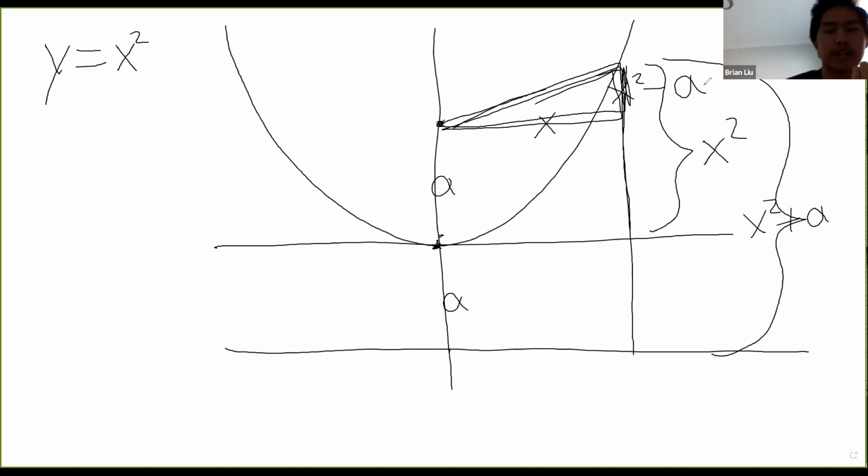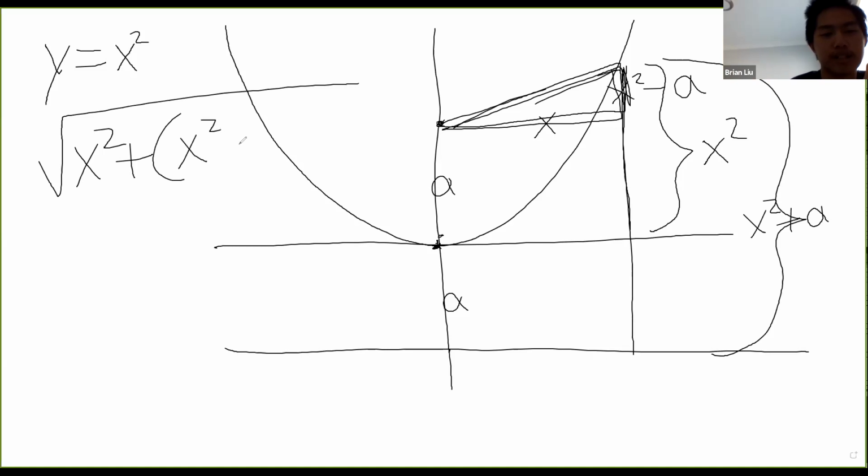So that length right here, by the Pythagorean theorem, would be the square root of x squared plus (x squared minus a) all squared. And then apparently that length right there is also equal to this length right here, to the directrix. So that would be x squared plus a. So these two are equal.